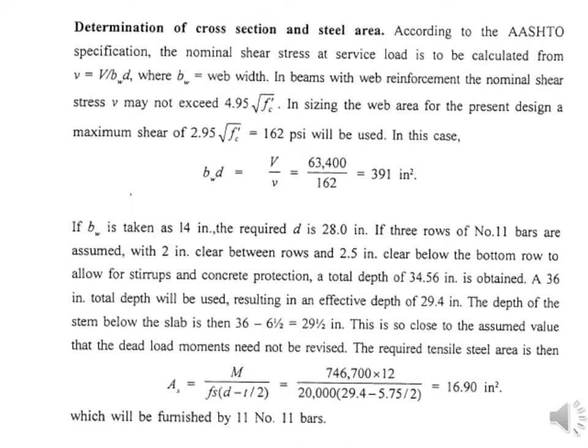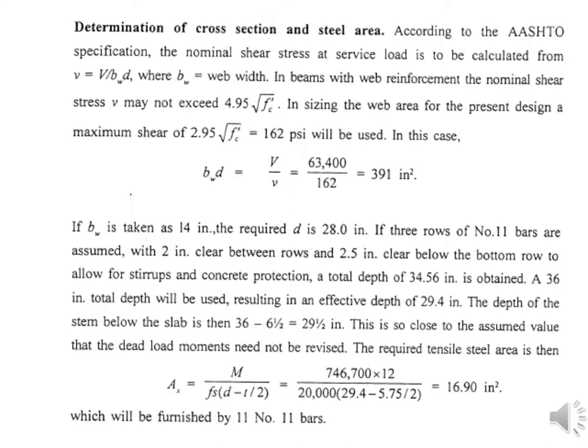If three rows of number 11 bars are assumed with 2 inches clear between rows and 2.5 inches clear below the bottom row to allow for the stirrups and the concrete support, the depth of 34.56 inches is the required depth. A 36 inch total depth will be used, resulting in an effective depth of 29.4 inches. The depth of the stem below the slab is 36 minus 6.5 equal to 29.5 inches, and this is so close to the assumed value that the dead load moment need not be revised.